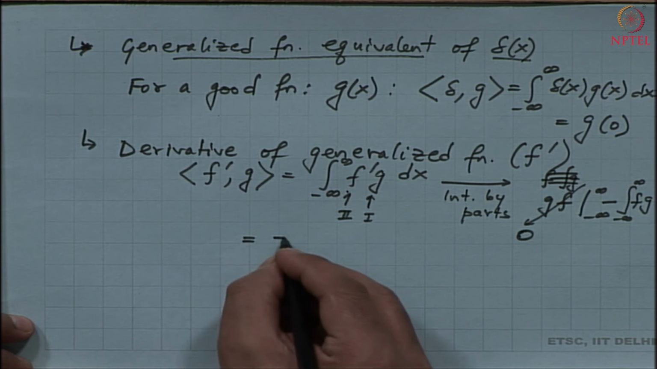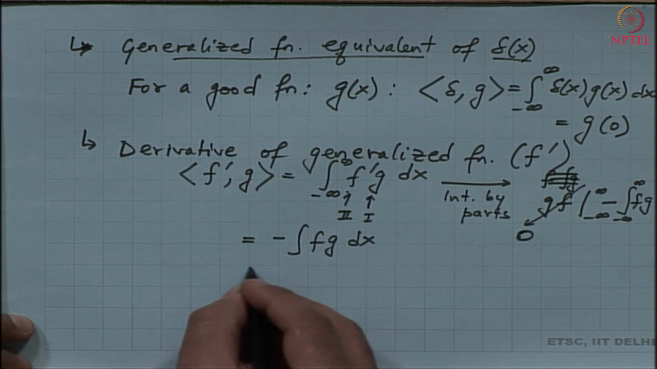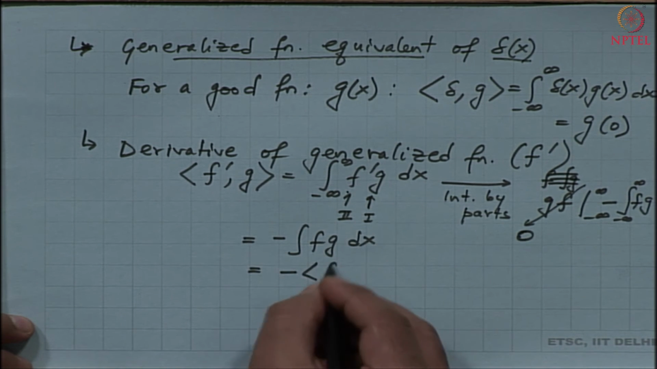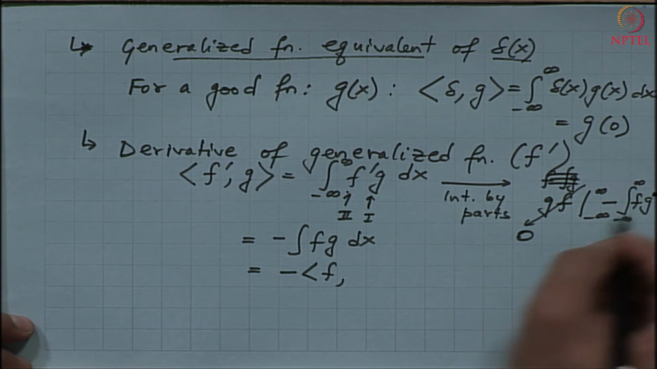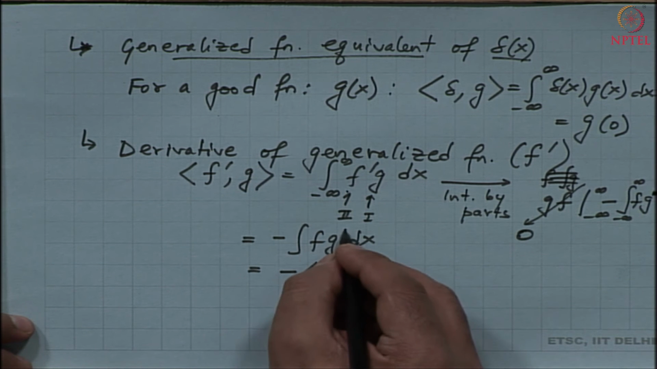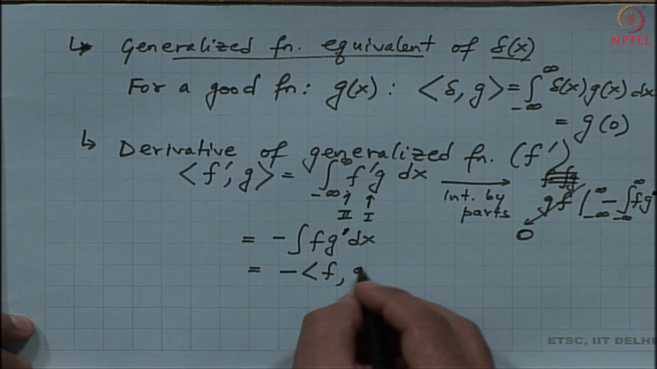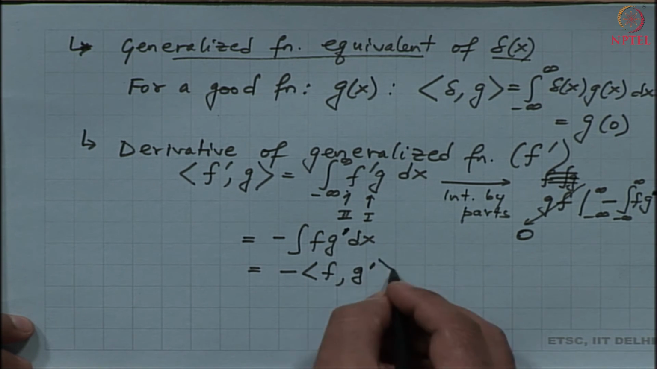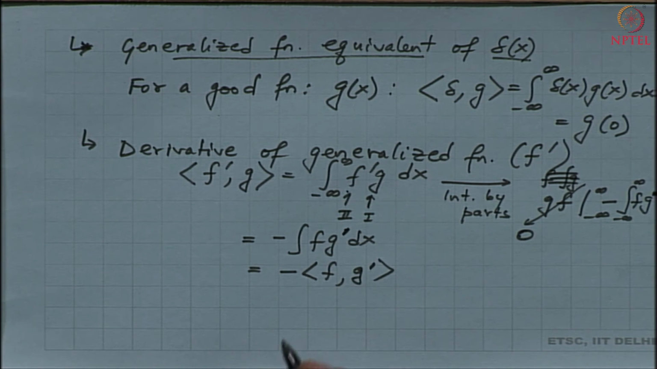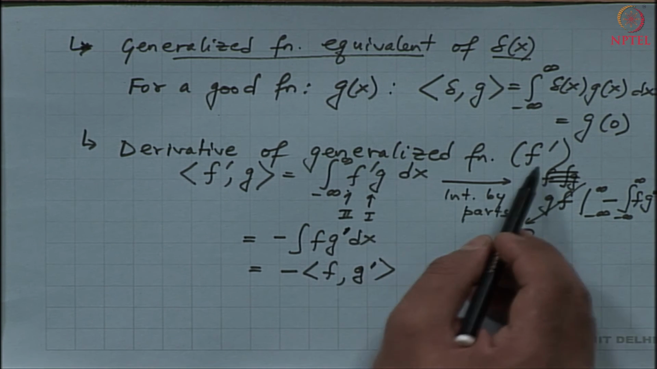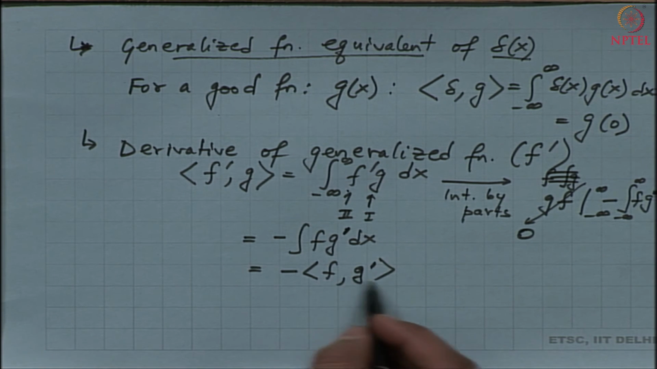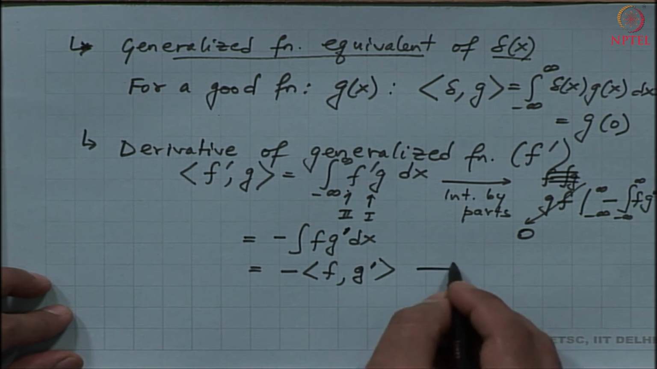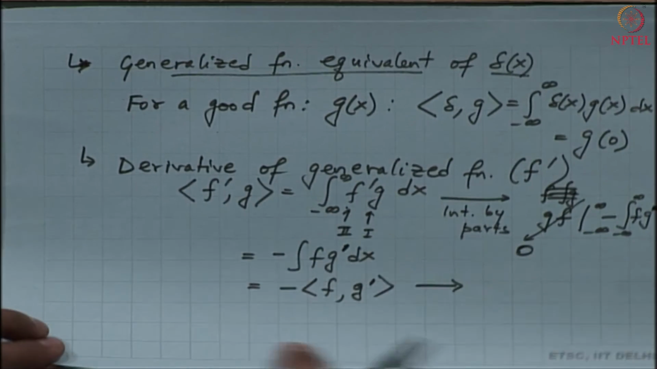So, I get that this is negative integral f g dx, or this is also equal to, well sorry, this is f times g prime, properly using the integration by parts. So, f times g prime, I get the bracket f comma g prime with a minus sign outside. Okay. So, if I were to figure out the derivative of a generalized function, it is negative times the bracket operator operating on the derivative of the good function. Okay. Why I am using this is because I have the next example in mind.